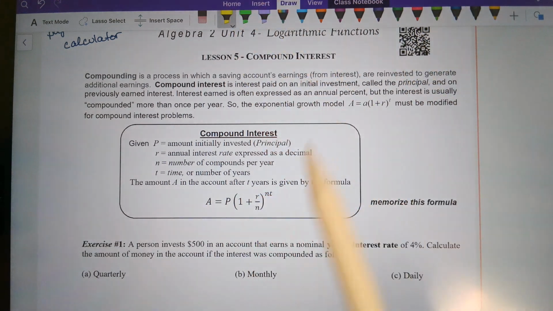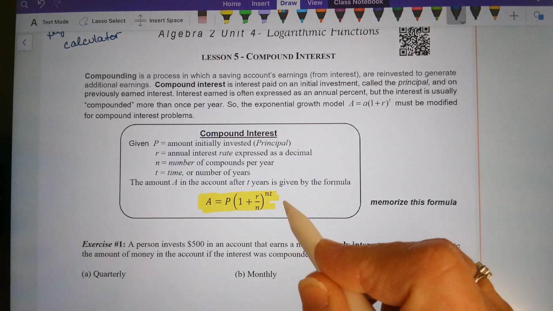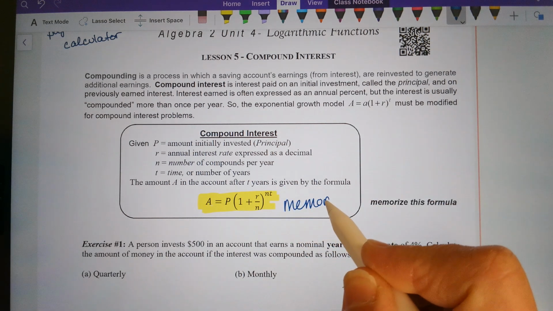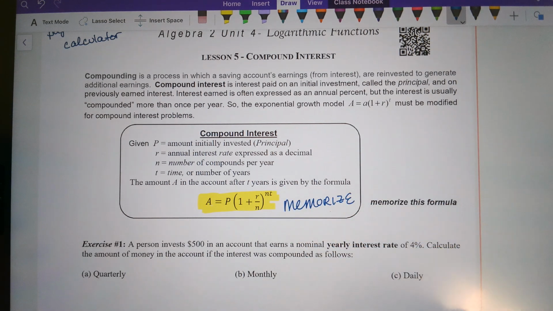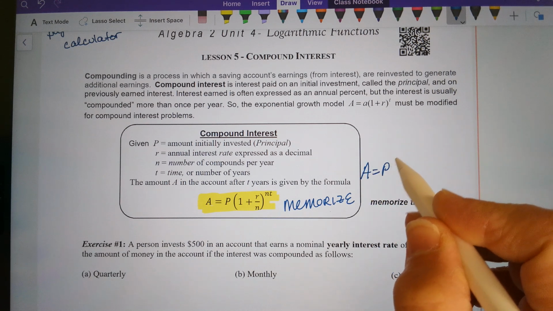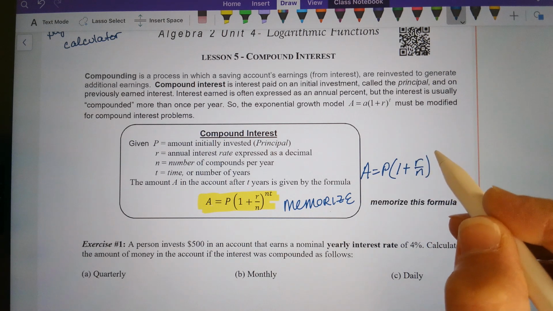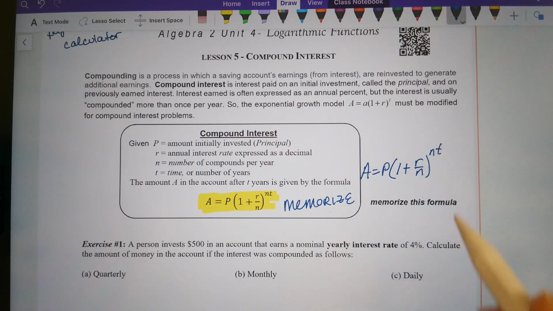So this is a formula that you need to memorize. It's not given to you on the formula sheet. You must memorize it. So write it off to the side. A equals P times 1 plus R divided by N, close parentheses, raised to the NT. Memorize that formula.